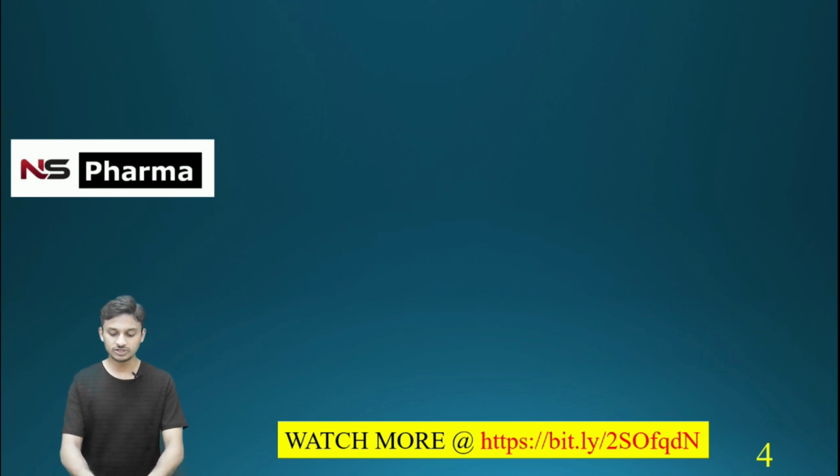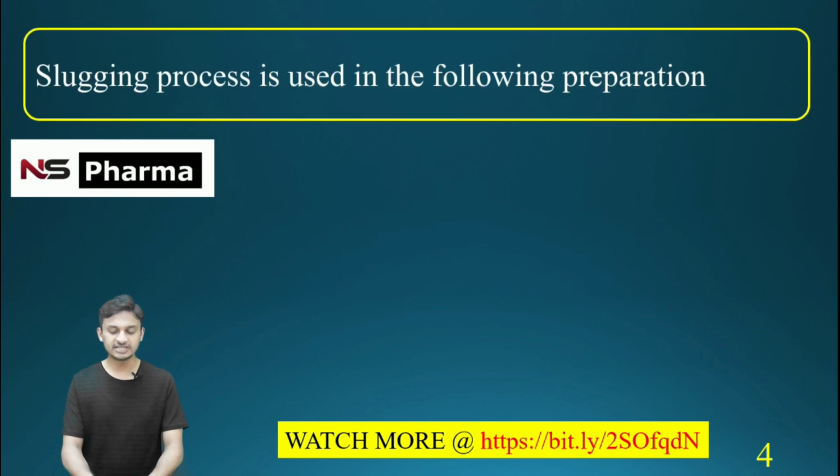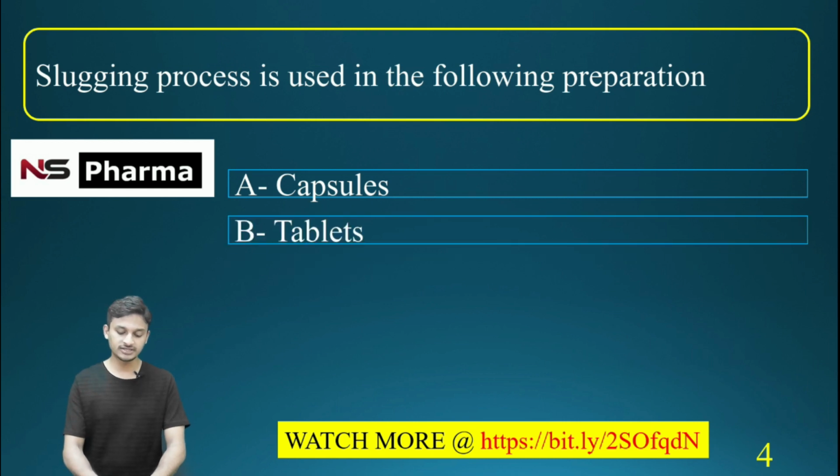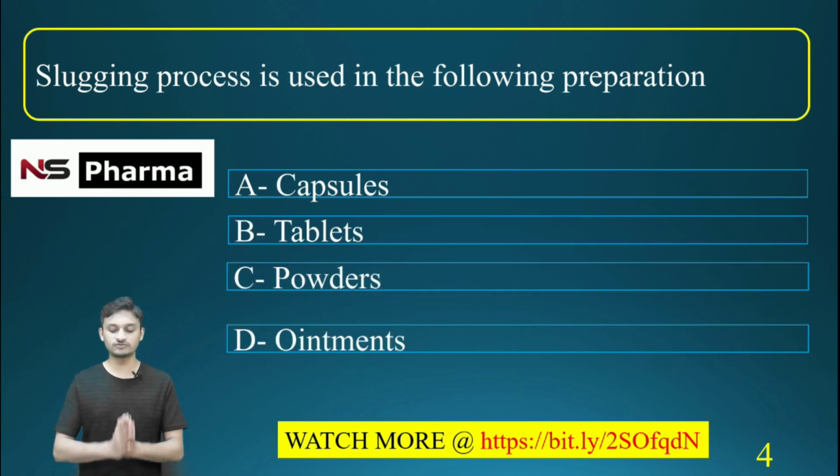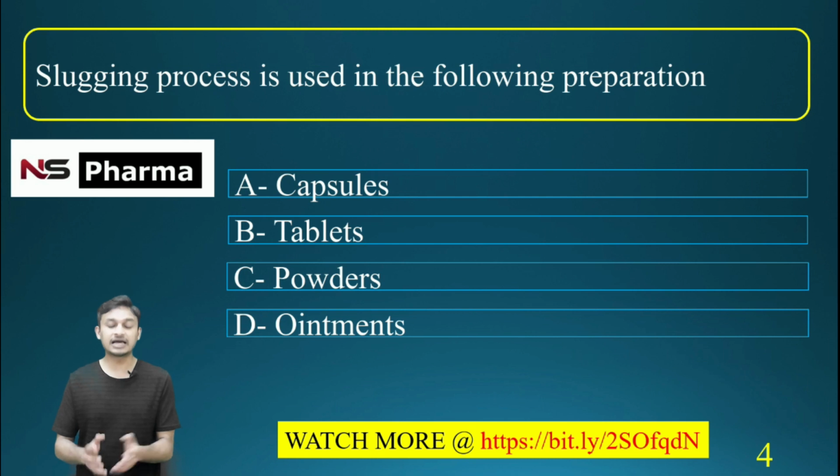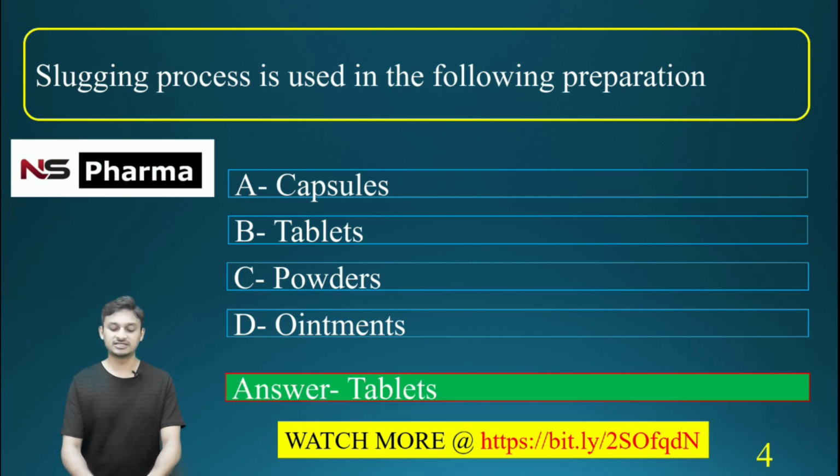Now we are moving to the 4th question. Slugging process is used in the following preparation. Options are: option A capsule, option B tablet, option C powders, option D ointment. In which of the following preparations is the slugging process used? The correct answer for this question is option B, tablet. In the preparation of tablet, we are using slugging process.